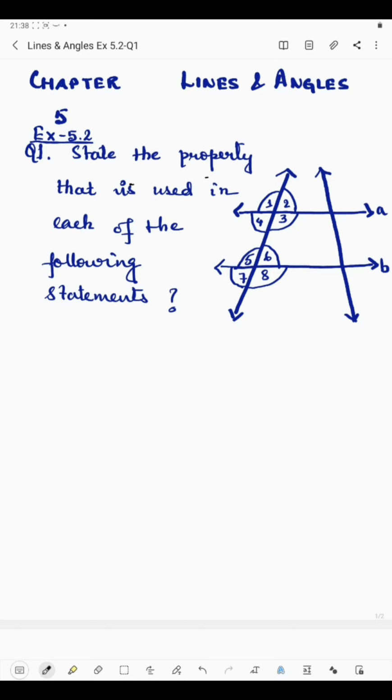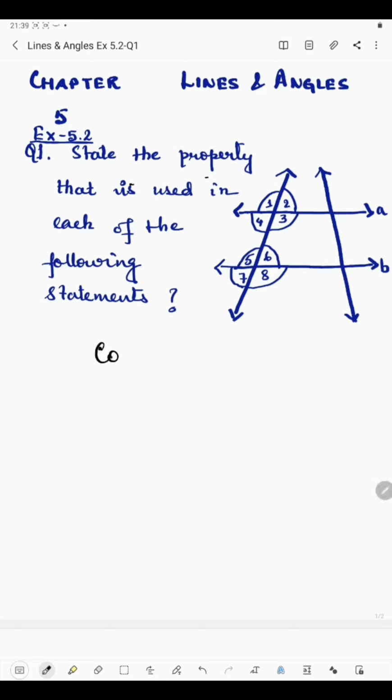Students, now I'm going to start question number 1 of exercise 5.2. Question number 1 says: state the property that is used in each of the following statements. So here we have some statements, and by seeing the figure we will have to name the property. At first we need to know what conditions are needed for lines to be parallel.